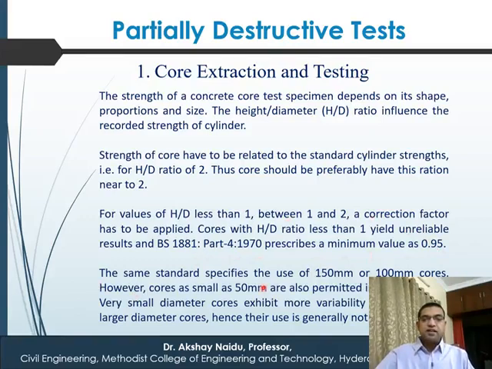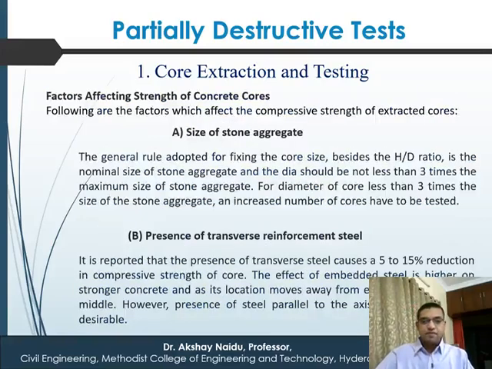Now, the same standards specify the use of 150 mm or 100 mm cores. However, cores as small as 50 mm are also permitted in the standards. Now, factors affecting the strength of cores.